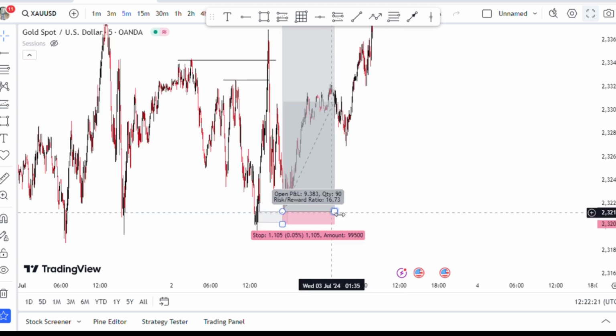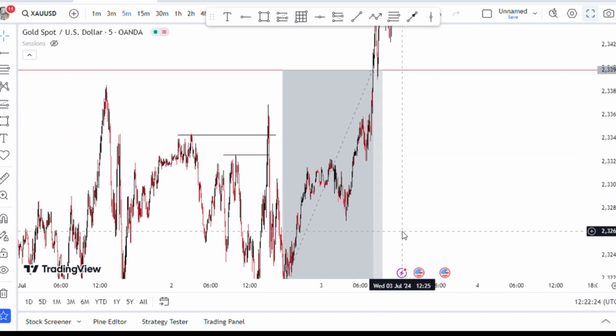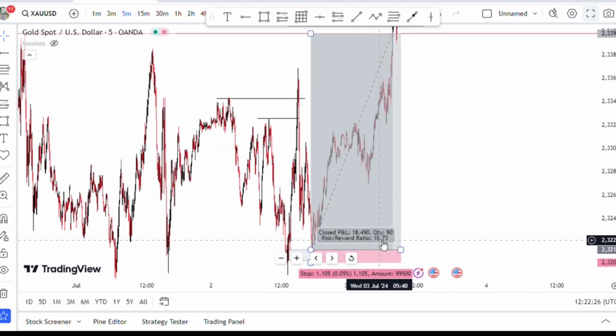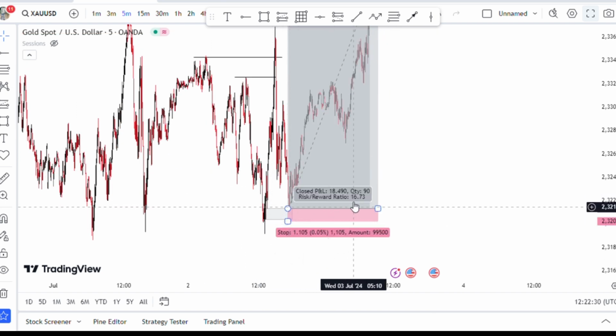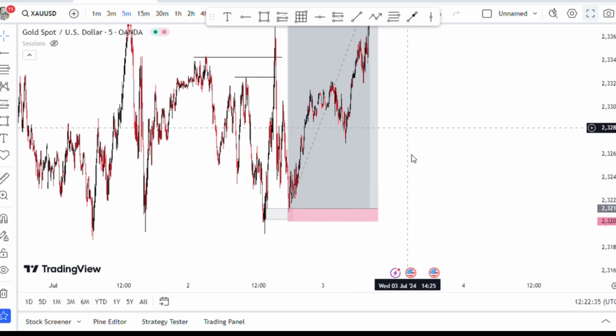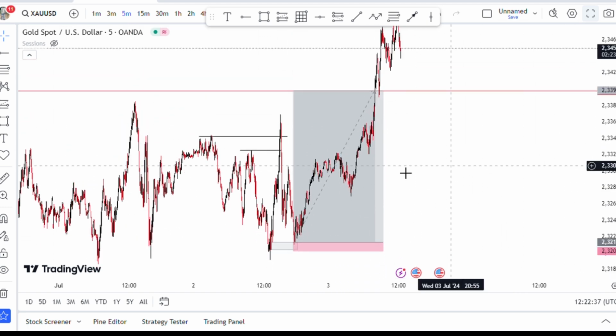Can you see it here? Right here, price ended up giving like a 1:15. Can you see? This 1:16. I think there's a mistake when I set my entry, but it was actually 1:15.07. So that is how I was able to enter into this particular trade.